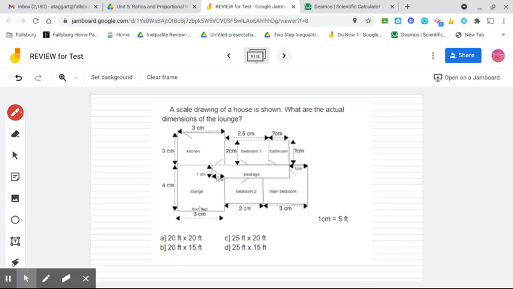Next, we have scale drawings. It says a scale drawing of a house is shown. What are the actual dimensions of the lounge?